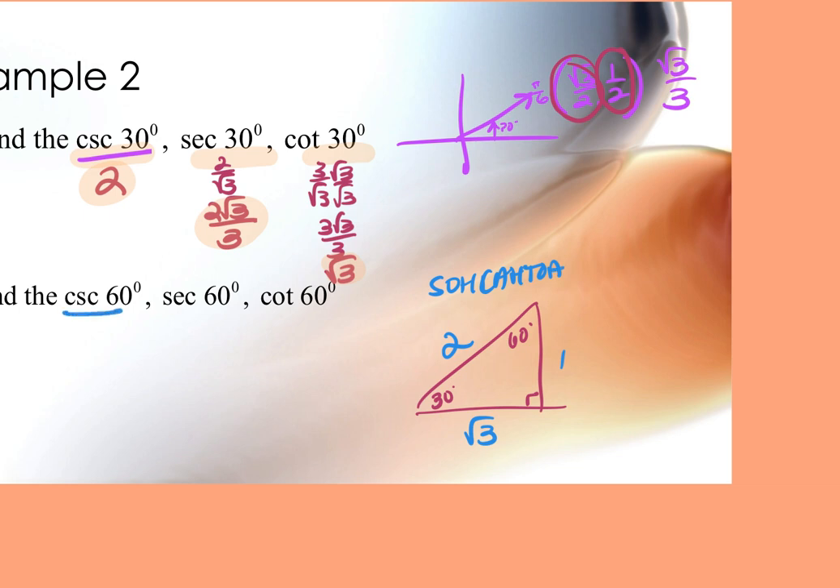So cosecant is the reciprocal of sine. Sine is opposite over hypotenuse. So opposite 60 is root 3. Hypotenuse is 2. If I flip it, I get 2 over root 3, which gets rationalized to 2 root 3 over 3. That's cosecant.